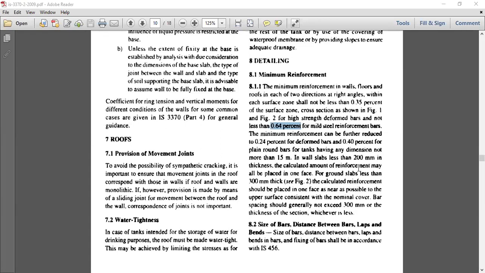Is this clear everyone? Next, the calculated reinforcement should be placed in one face. Bar spacing should generally not exceed 300 mm. This criterion is the same as we used in slab design. The bar spacing should not be more than 300 mm or the thickness of the section, whichever is less. Is this clear everyone? So this was the minimum criteria for the design of the walls of the water tank.